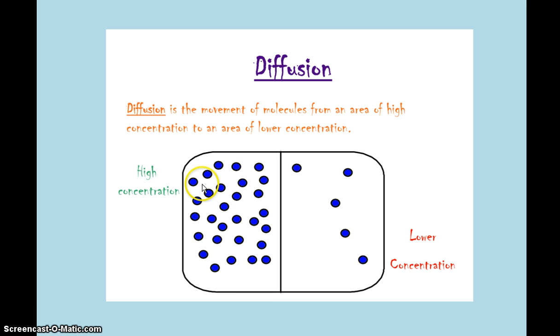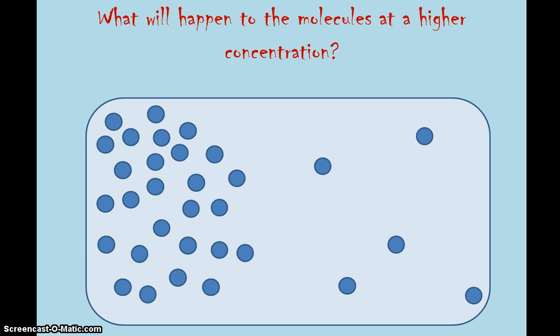If you look at this diagram, you will see on the left that these blue molecules are very tightly packed and there's a lot of them in one place. Look on the right, there's not as many of those blue molecules. So what will happen to the molecules that are at a higher concentration? Once again, we have a higher concentration, more molecules on the left side than on the right side. So I want you to think, what will happen to those molecules?